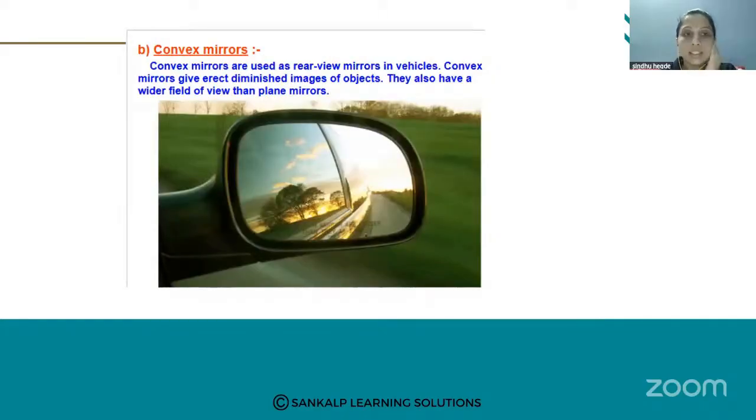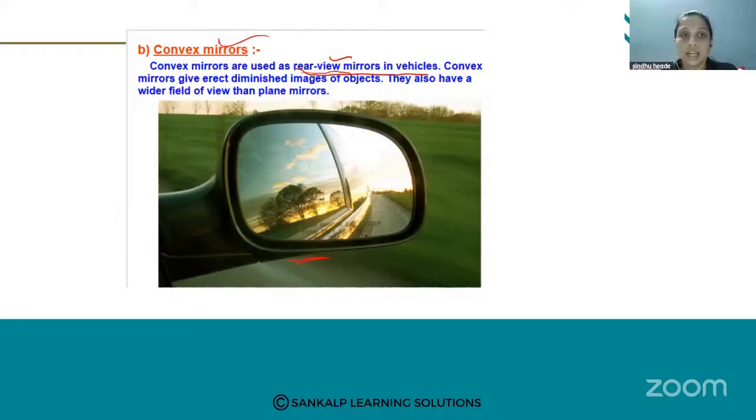See this. Convex mirrors are used as rear view mirrors in vehicles. See this image. This is the front mirror in vehicles, right? So, which type of mirror is used here? Here we use convex mirrors. Why do we use convex mirrors? Because they give a rear view in vehicles.